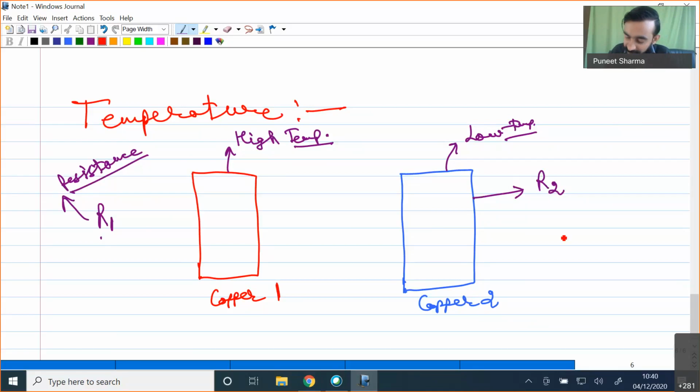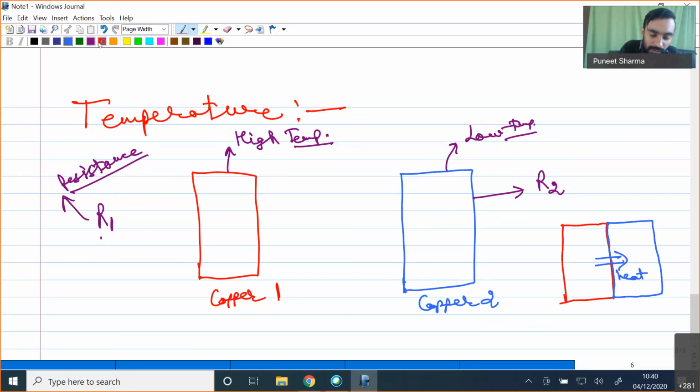Now after that, I have made physical contact between the two. Once I have a perfect contact between the two, what will happen? There will be flow of heat from the first block to the second block. And we know that this flow of heat will continue till we get the same value of temperature. So finally, after some time, both will have the same value of temperature.